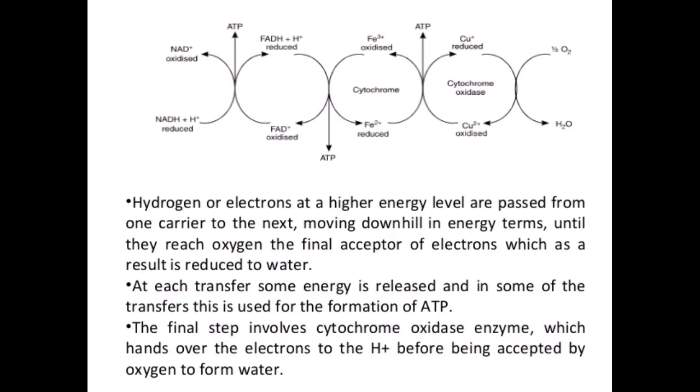See the respiratory chain or the electron transport system. Hydrogen or electrons at higher energy level are passed from one carrier to the next, moving downhill in energy terms until they reach oxygen, the final acceptor of electrons, which as a result is reduced to water. At each transfer, some energy is released, and in some of the transfers, this is used for the formation of ATP. The final steps involve cytochrome oxidase enzyme, which hands over the electrons to the proton before being accepted by oxygen to form water.